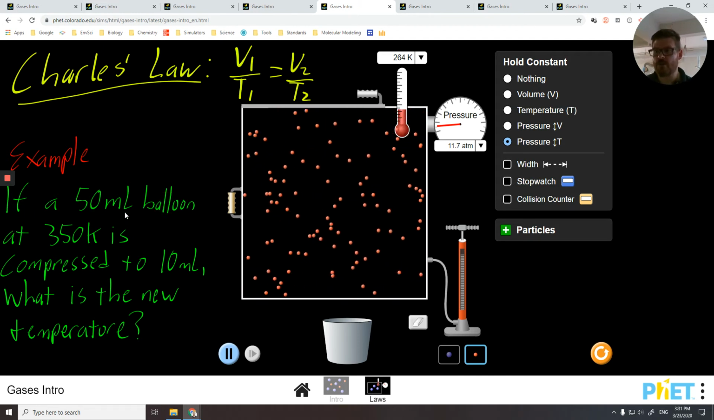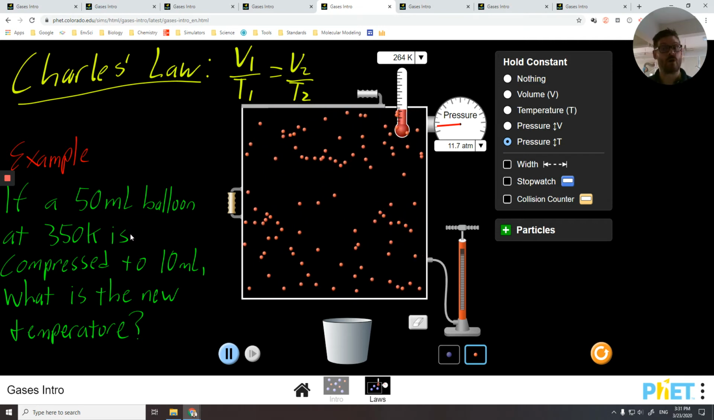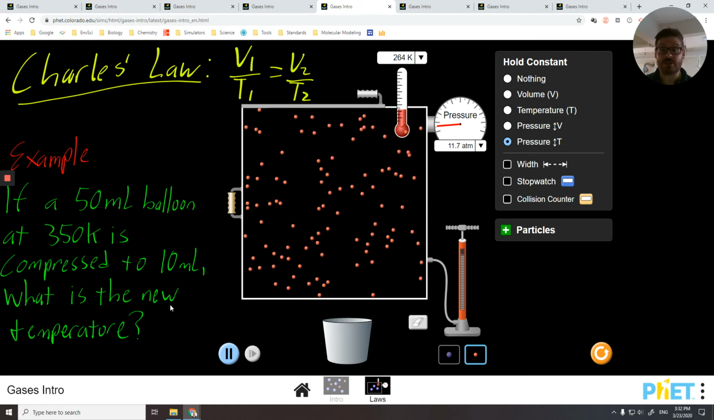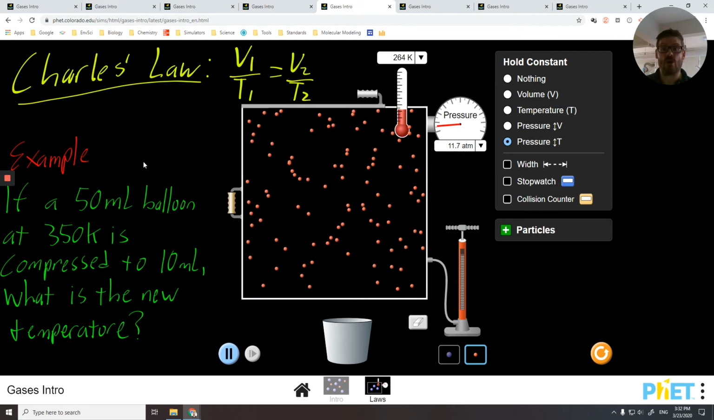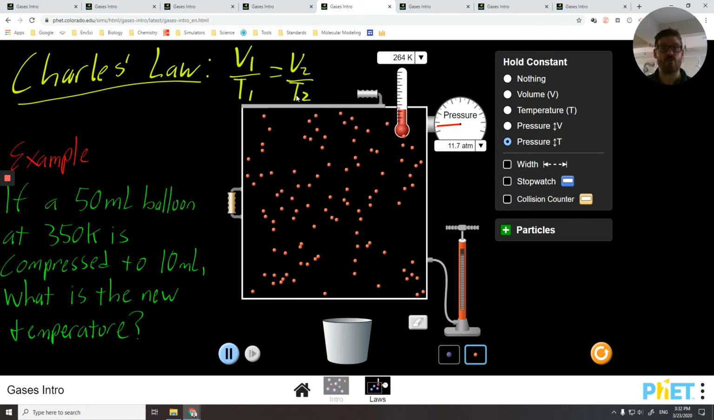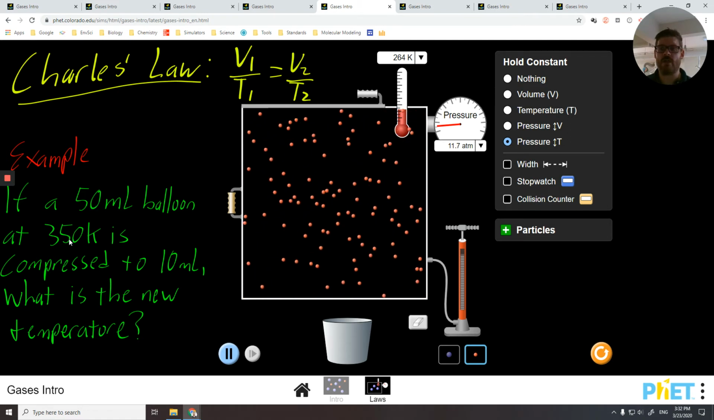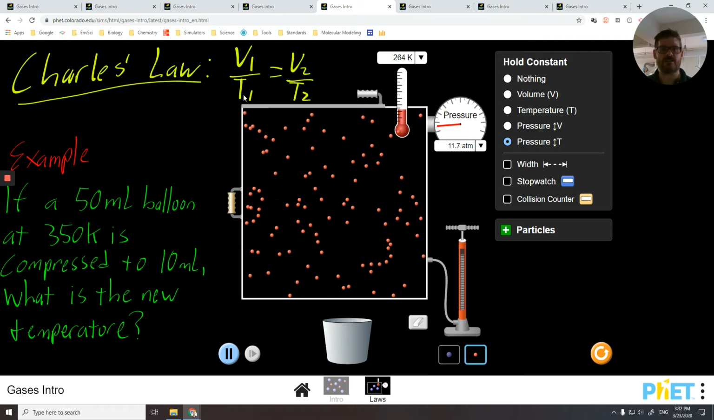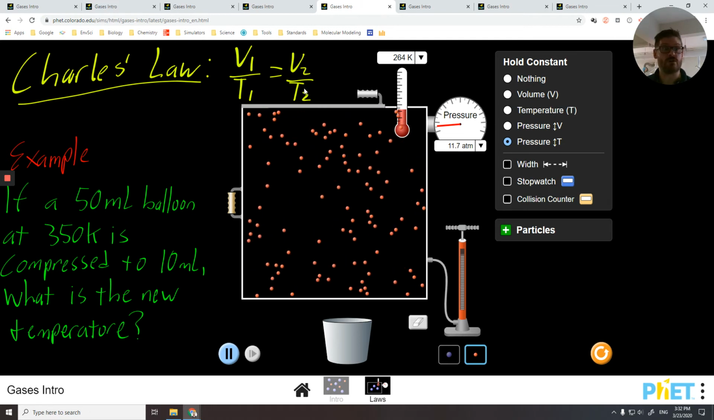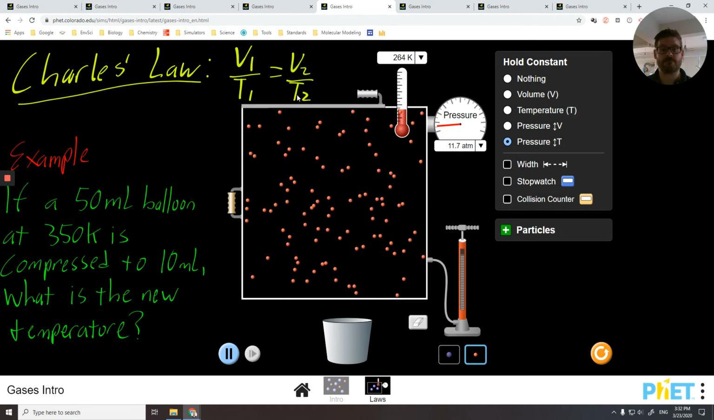If a 50 milliliter balloon at 250 Kelvin is compressed or shrunk to 10 milliliters, what is the new temperature? So just like the other one, all you have to do is figure out what's the starting volume and temperature and what is the final volume or temperature. So here, 50 milliliters is the starting volume and 350 Kelvin is the starting temperature. 10 milliliters is the final volume, so solve for the unknown and you'll have the new temperature in Kelvin.